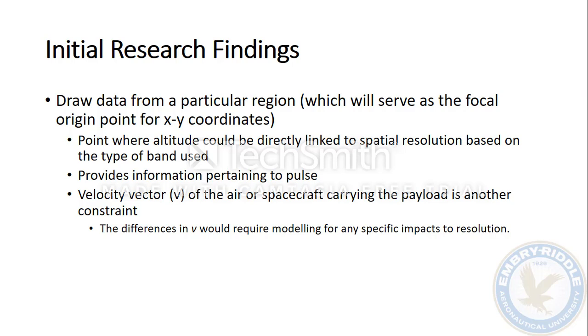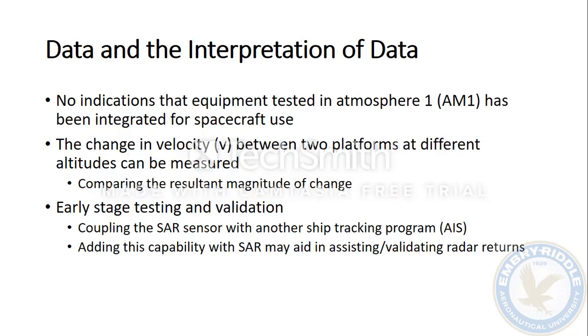And that velocity vector V is another constraint. The differences in V, obviously there's a massive difference between a spacecraft traveling in LEO versus Global Hawk or Triton or a P8 traversing at 60,000 feet. So using modeling will be good for that.